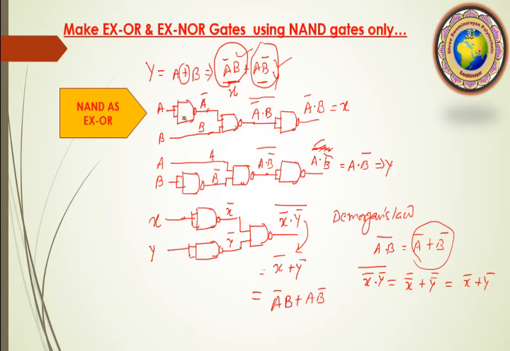So here I require 1, 2, 3, 4, 5, 6, 7, 8 and 9. So 9 gates for XOR; for making XOR we require NAND gates. So we want to reduce the requirement of gates, but here is our particular design using the maximum number of NAND gates.